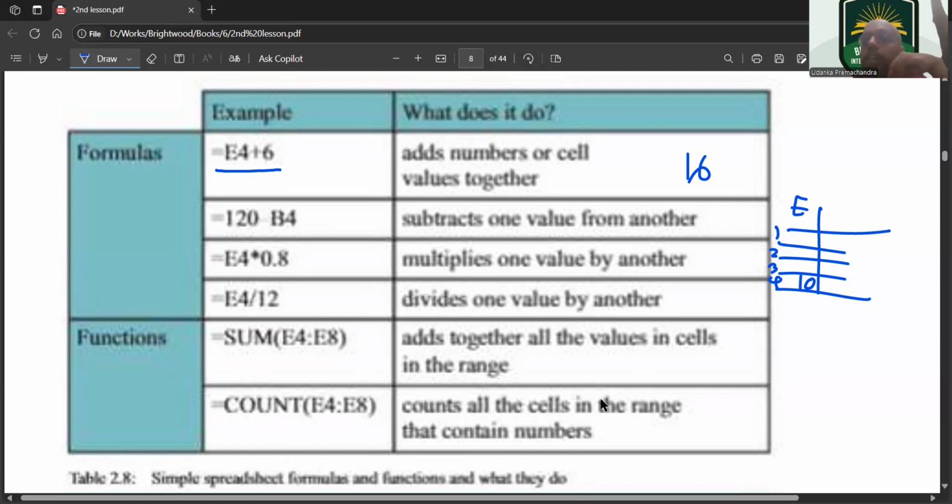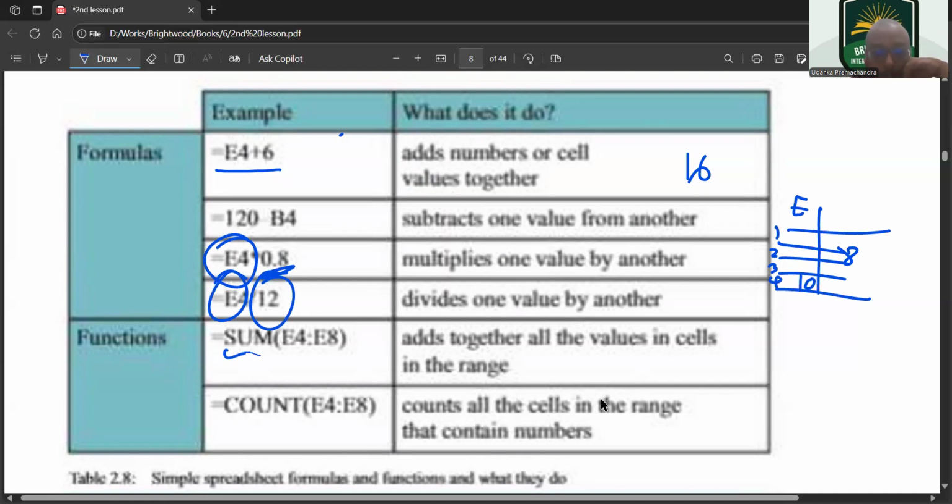120 minus B4. They are taking 120 subtracted by the B4 value. If the B4 value is 8, it should be what? 120 minus 8. Such that E4 into 0.8. If the E4 value is 10, multiply by 0.8. You can multiply by any other value. Here the cell address, here the value. E4 divide by 12. If the E4 value is 10, 10 divided by 12, like that.